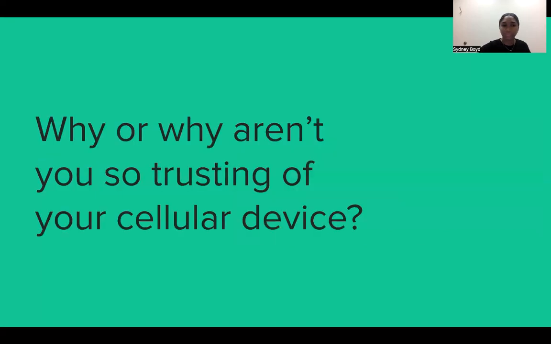So with that, I'd like to ask, why aren't you so trusting of your cellular device? Is it the passcodes? Is it the frame that you're expecting your data to not be used, to not be sold? What is it? Thank you.